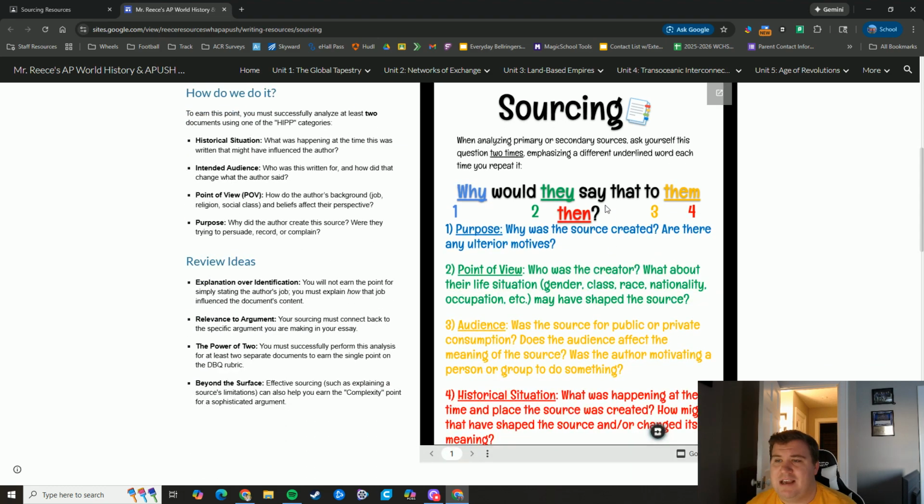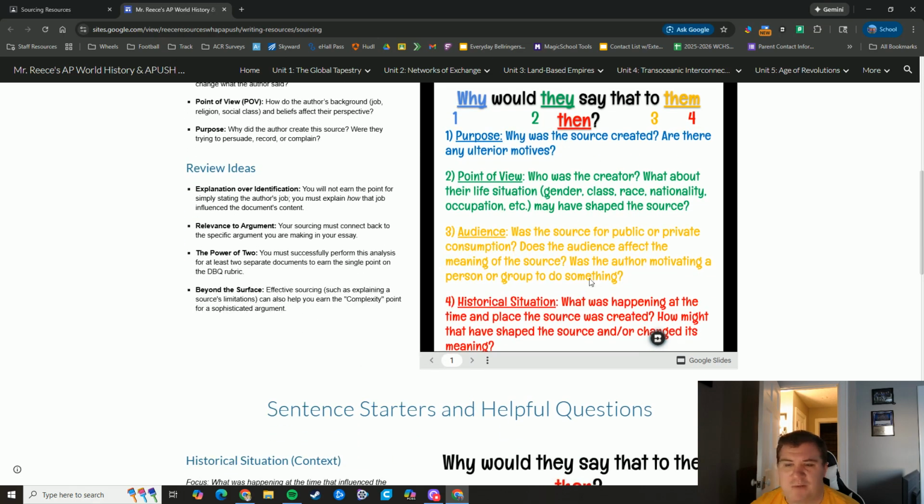With this, I have this nice little sheet, and hopefully I'll be able to print it off for you at some point. But basically what you're doing here is sitting there and asking yourself this question, emphasizing one of the points depending on which one you're trying to answer. If you're trying to get purpose, you're going to say, why would they say that to them then? Or if you're trying to get the historical situation, why would they say that to them then? That's what we're really asking here. And there are some extra questions to help yourself out with that.